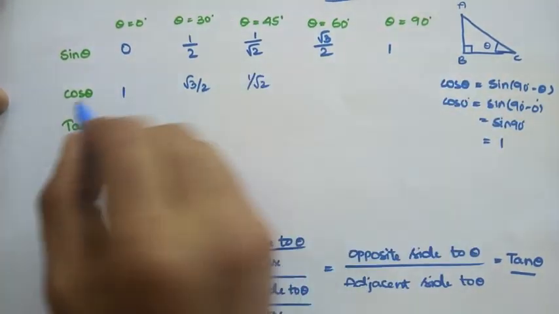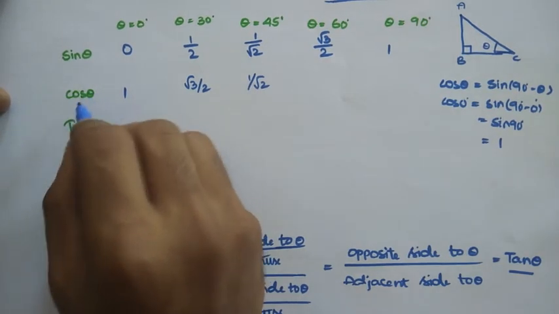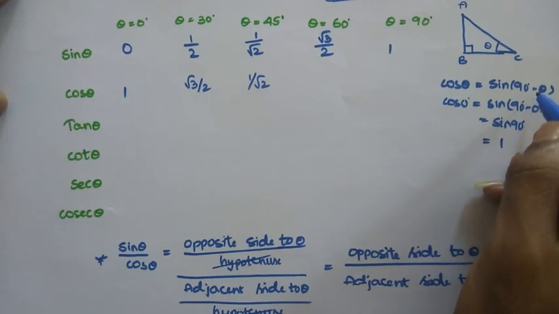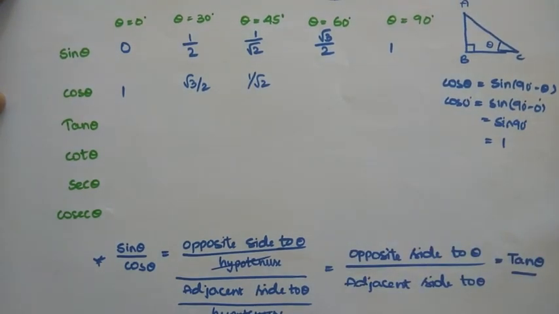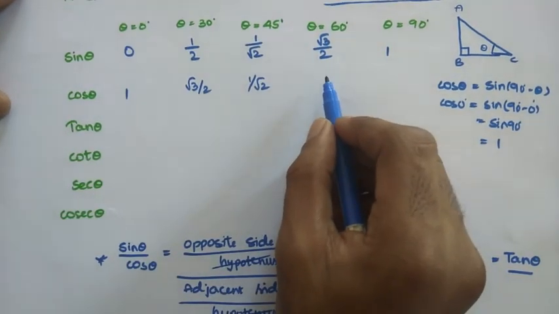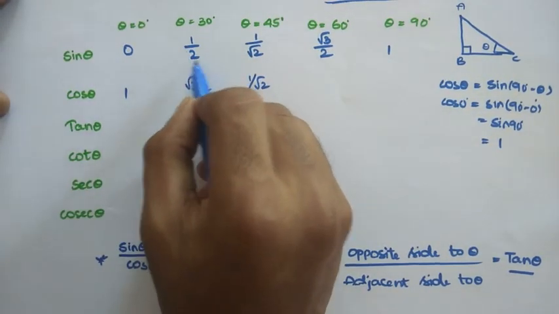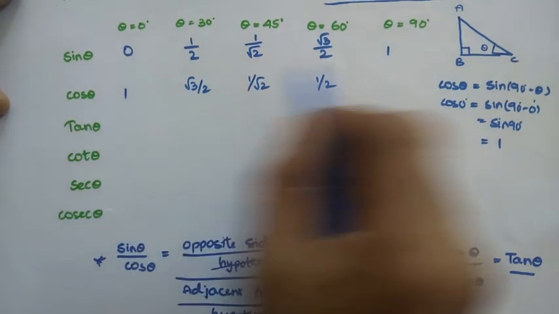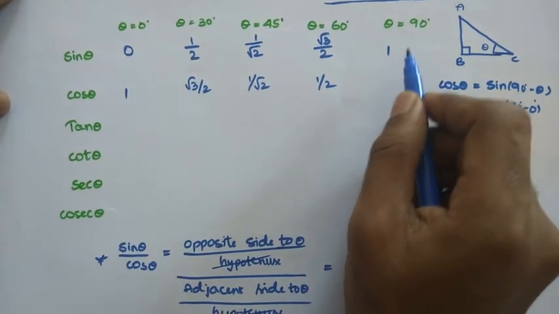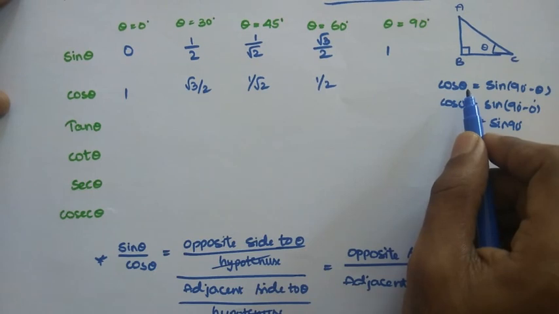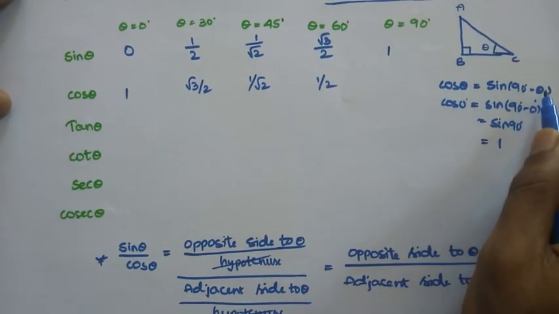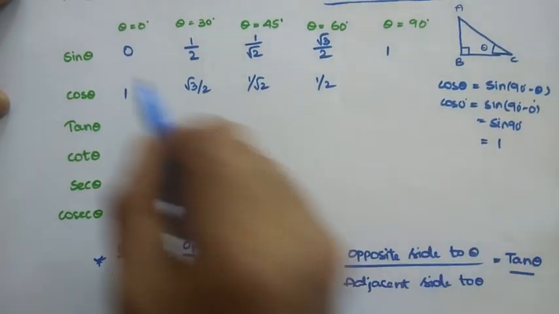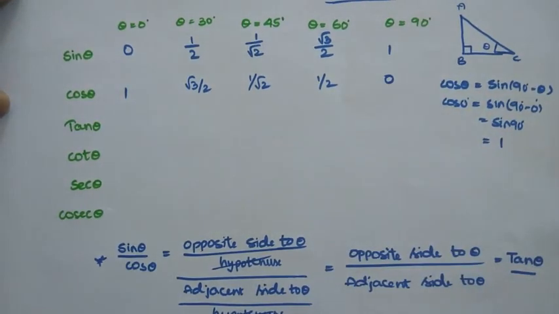Now put theta equal to 60. We need the cos 60 value. Cos 60 degrees is equal to sin of 90 minus 60, which is nothing but sin 30. So if we need the cos 60 value, we need to check sin 30, which is 1 by 2. So cos 60 is nothing but 1 by 2. Similarly, check for cos 90. Put 90 here. Cos 90 is nothing but sin of 90 minus 90. 90 minus 90 is nothing but 0. So if we need cos 90, we need to check sin 0. The value of sin 0 is 0.